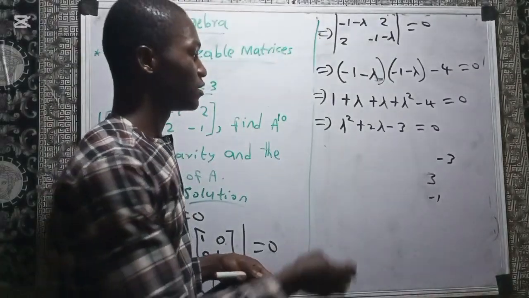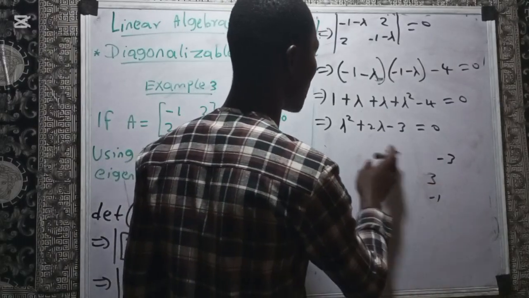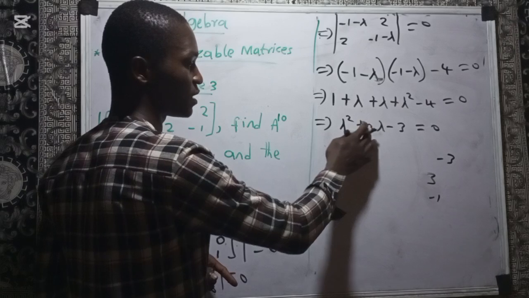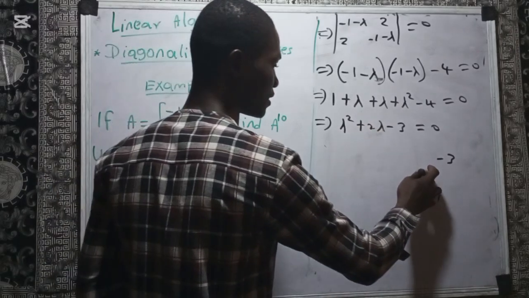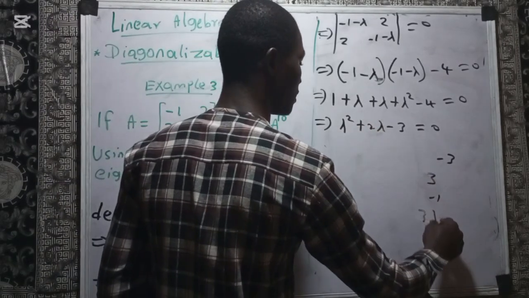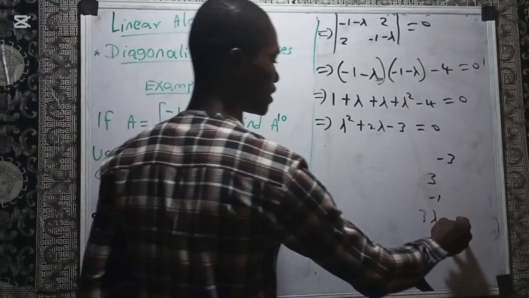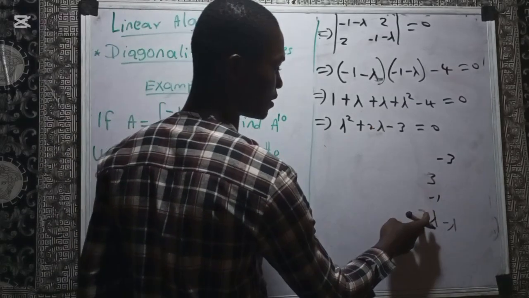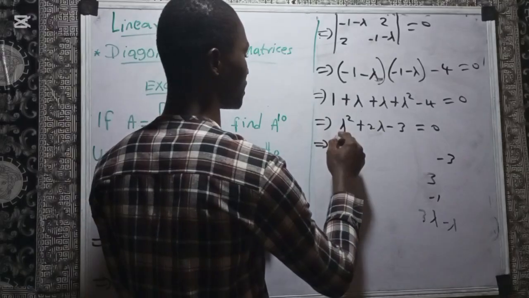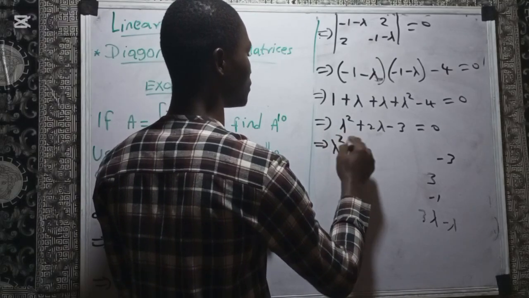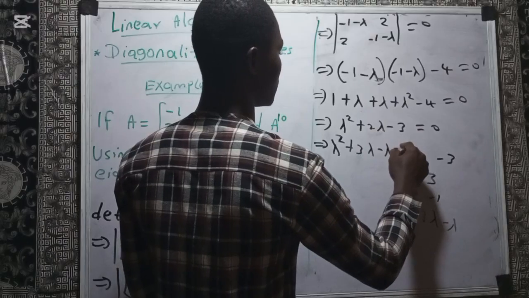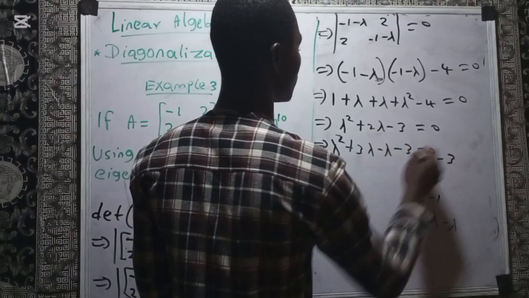So with that, we have gotten what will replace this 2 lambda. So the first lambda will have the coefficient 3, and the second lambda will have coefficient negative 1. So 2 lambda is same thing as 3 lambda minus lambda. So this implies lambda raised to power 2 plus 3 lambda minus lambda, then minus 3 equated to 0.